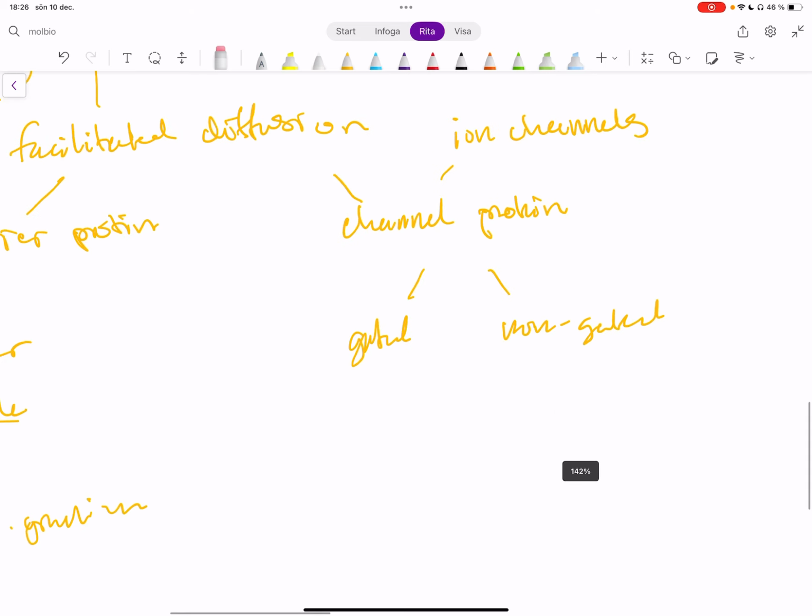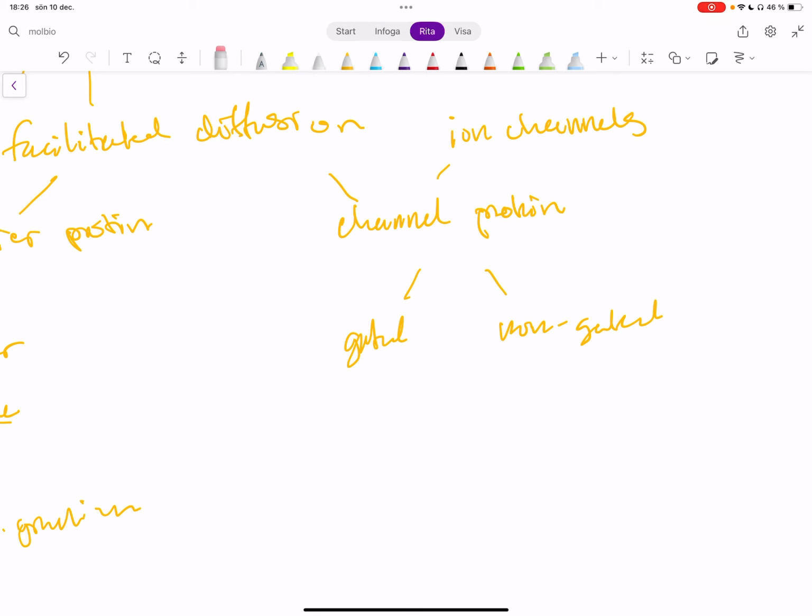But maybe some differences about gated and non-gated. Non-gated channels are permanently open, like for example aquaporins, and it's faster for water to diffuse over non-gated channels than to diffuse over a plasma membrane. And gated channels can be opened by a voltage. They can be opened up by a ligand, by changes in voltage, or mechanically.